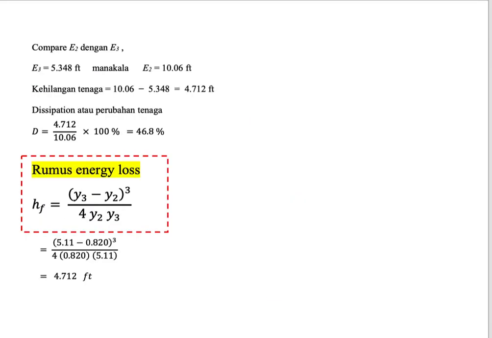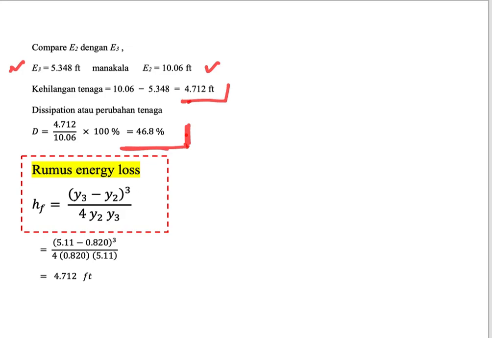If we analyze this, we found that the energy E3 is 5.348 and the energy at point 2 is 10.06. So the energy loss is 4.712 feet. If we calculate the dissipation, the reduction of energy, we get a reduction of 46.8%. So this is the way we calculate the difference of energy before and after the hydraulic jump.